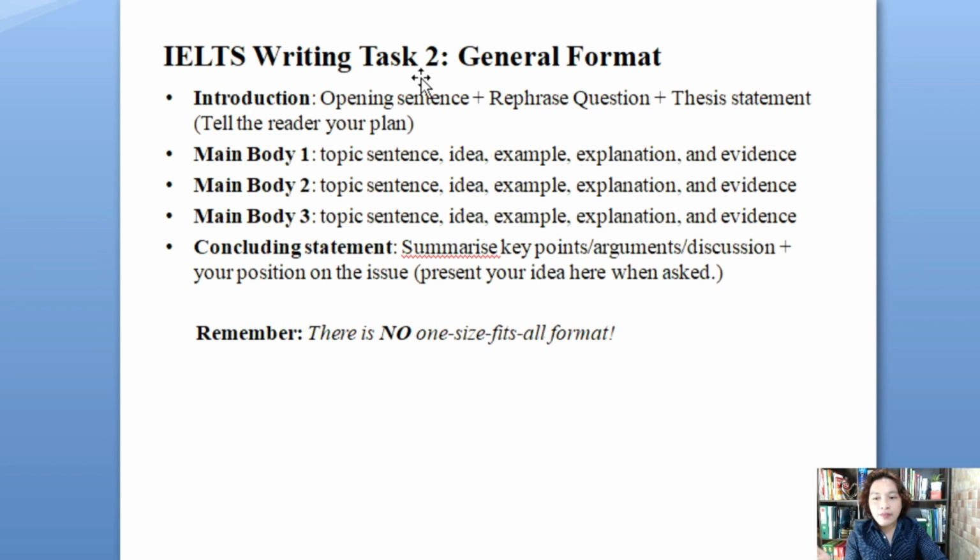Okay. Again, what I would like to emphasize is that there's no one size fits all format. However, what you must not do is present another idea in the conclusion. I've seen a lot of students present another idea in the conclusion. Okay? You should not. The conclusion should only be a summary of your main points.